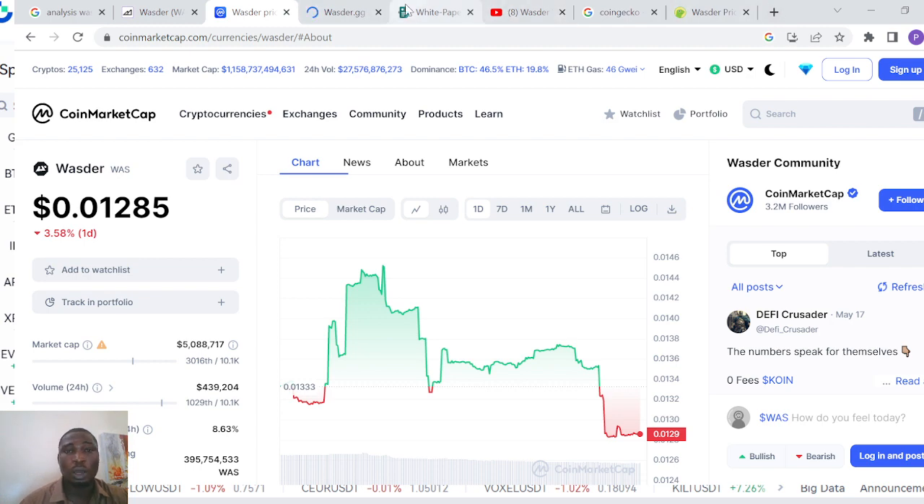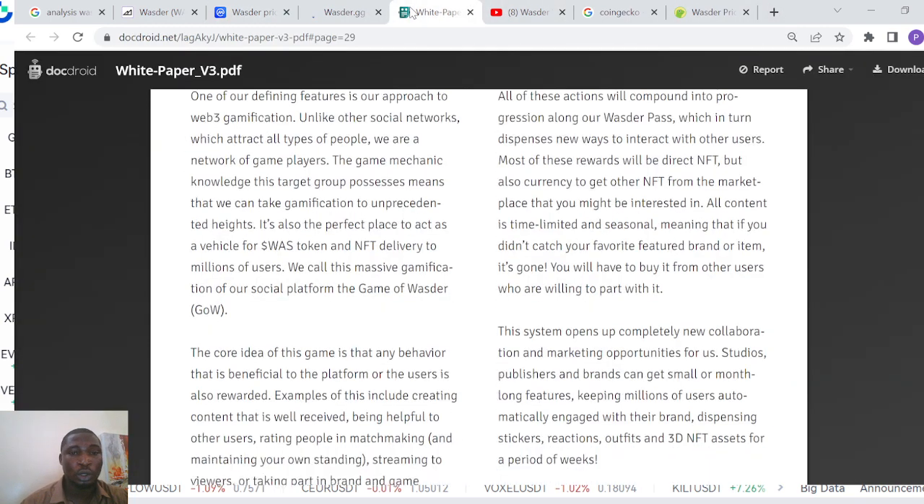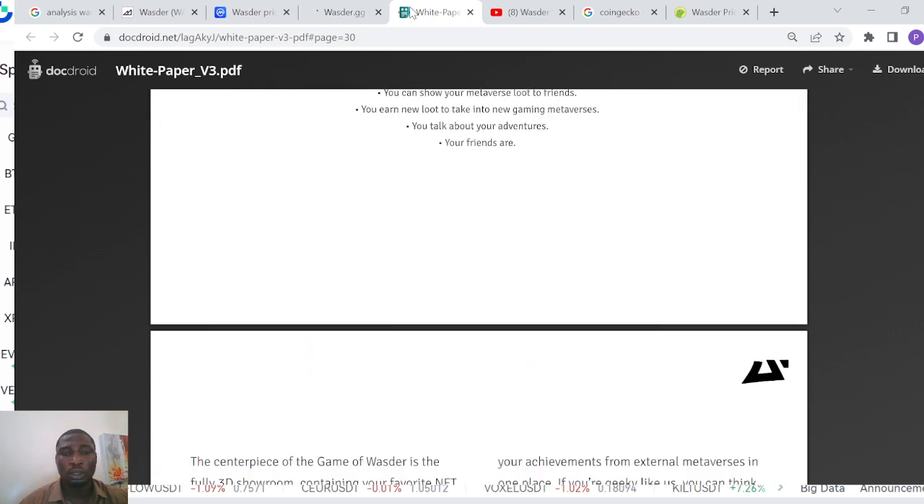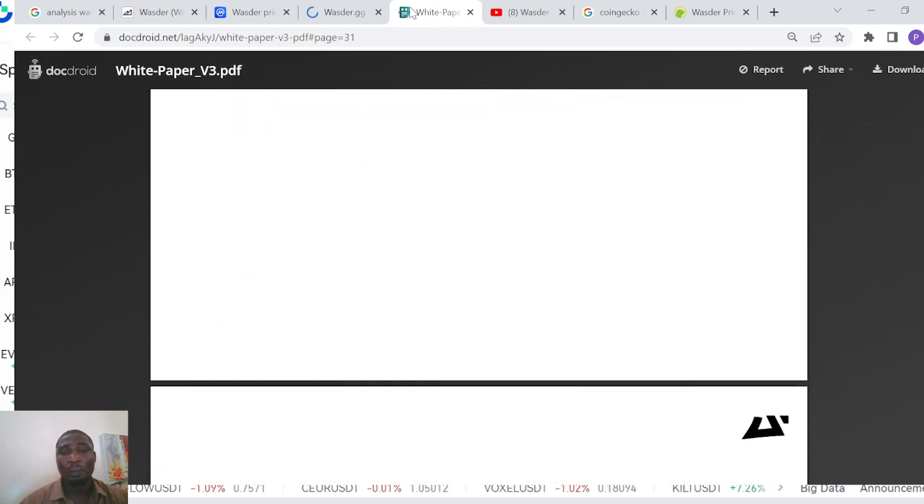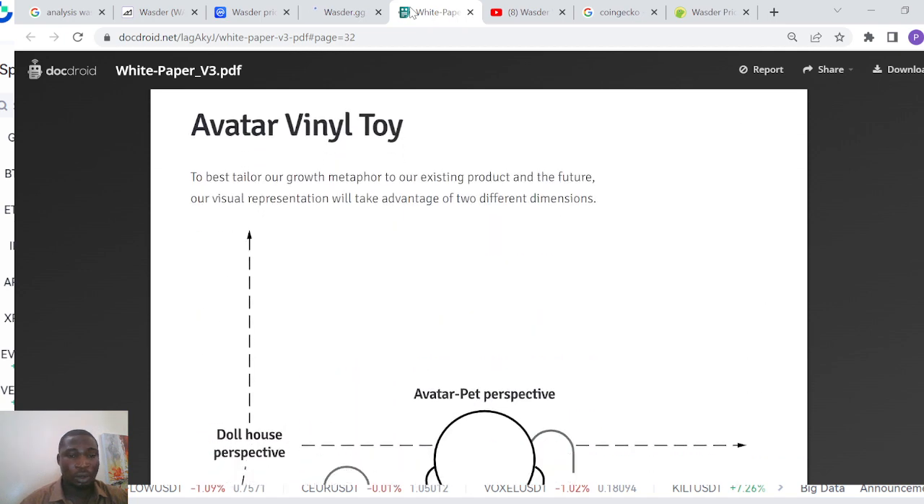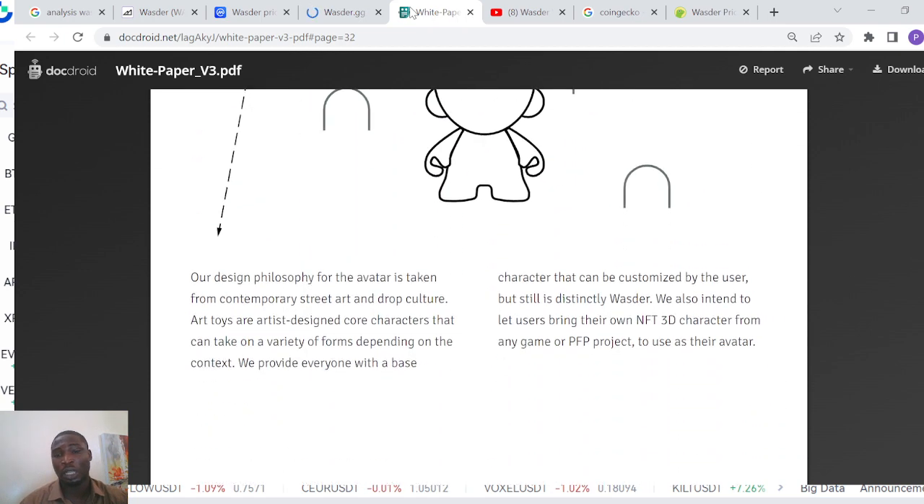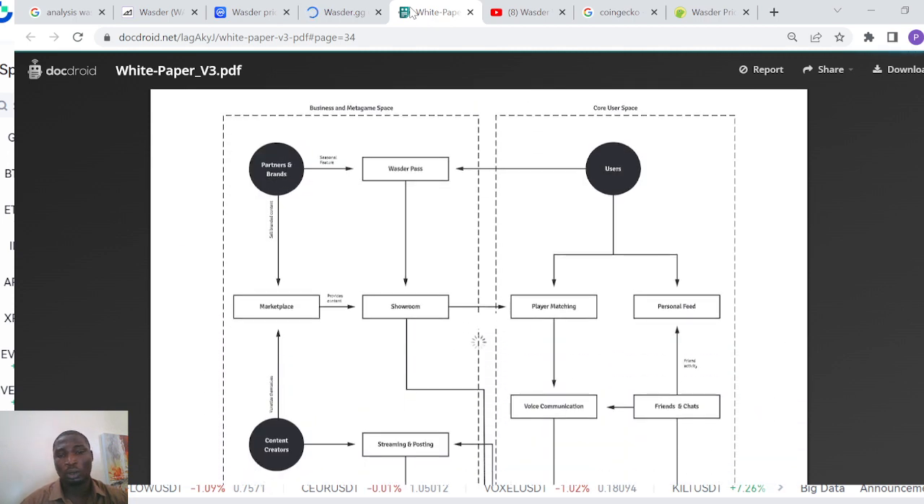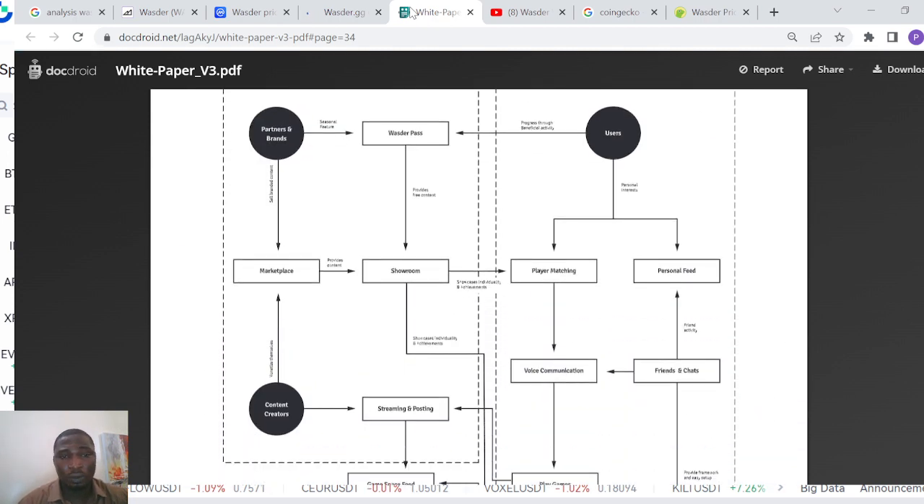when talking about this token, about what we need to know about it and how we can go into it. These are important factors that we need to take note of when talking about this token. So now looking at the overview, you can see the partners and brand.